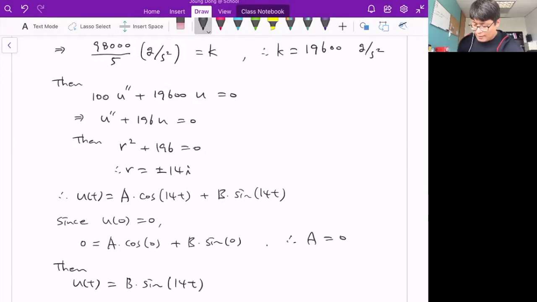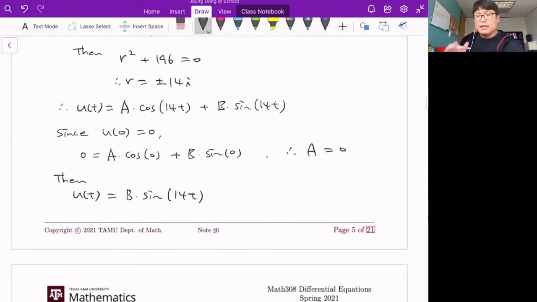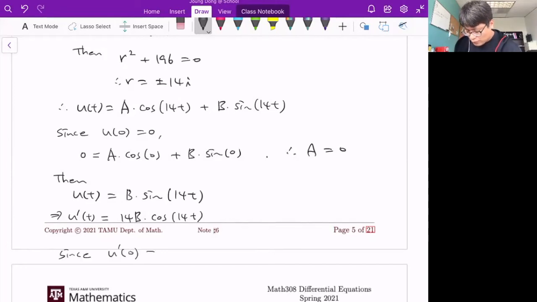Okay, and to use the second initial condition, we have to take the derivative, right? Then u prime of t is equal to 14B cosine 14t. I'm talking about the chain rule, right? And then the second one. Since u prime of 0 equals 10, then plug in 0.